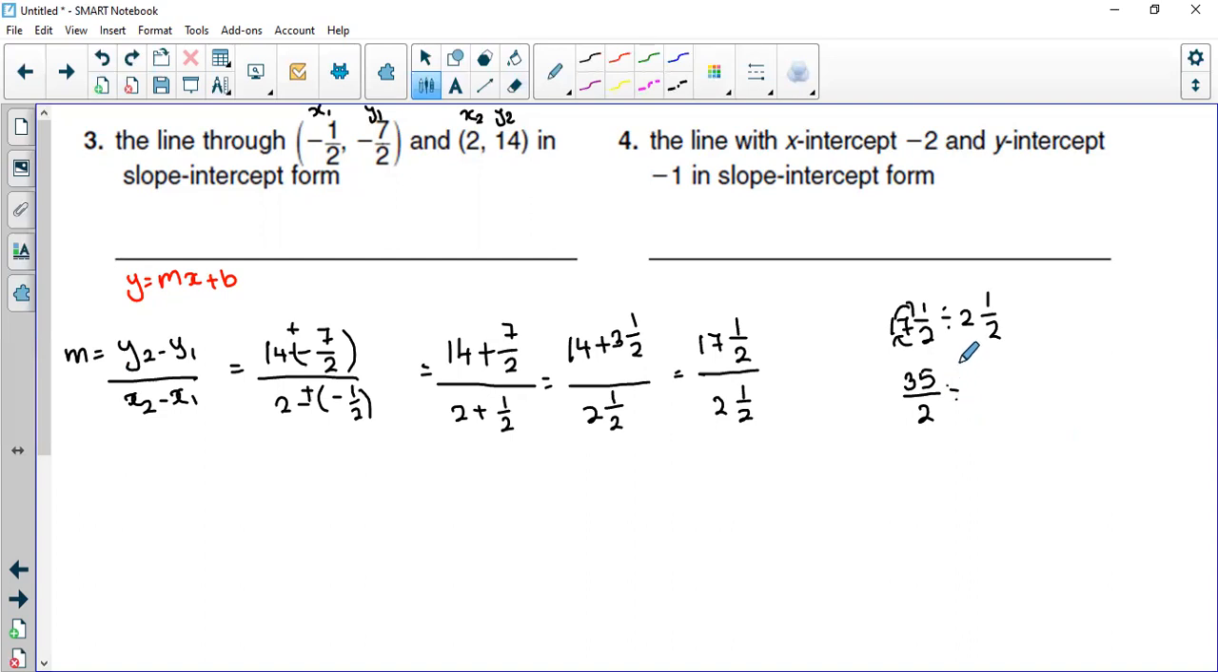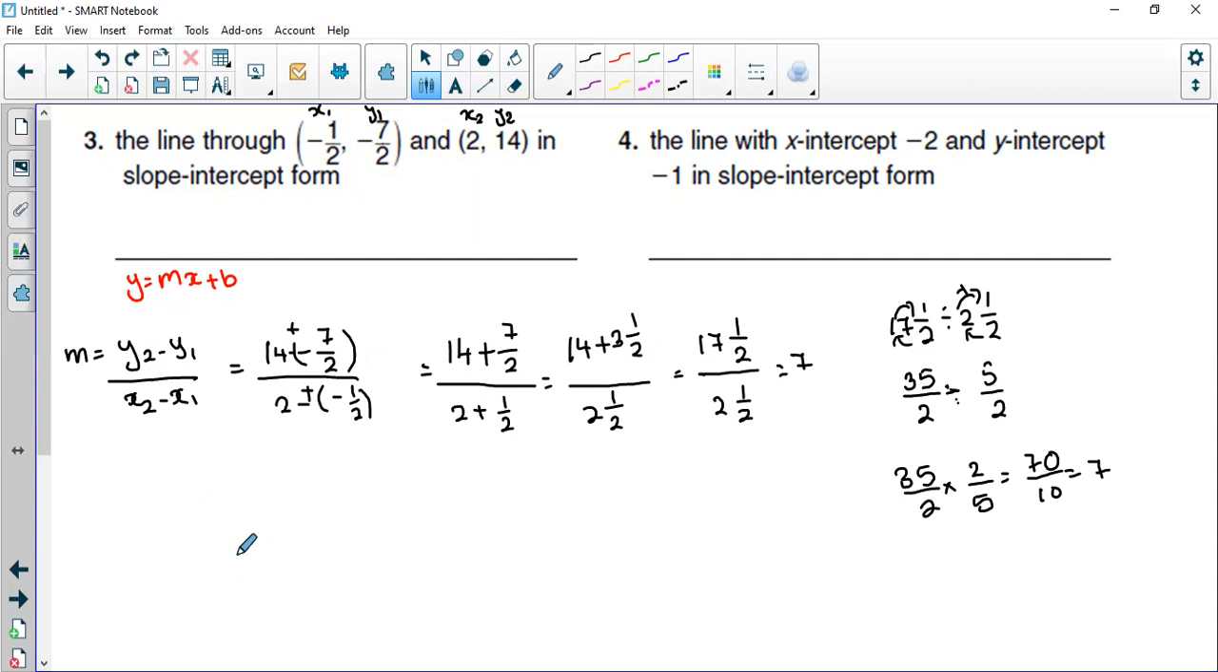The sign's the same unless you change them to mixed numbers. So 2 multiplied by 2 is 4. 4 plus 1 is going to be 5 over 2. Now keep it, change it, and flip it. So this is going to be 2 multiplied by 35 is 70 divided by 10, which is going to give you a 7. So basically 17.5 divided by 2.5 is going to give you a 7, which means the slope for this equation is going to be 7.